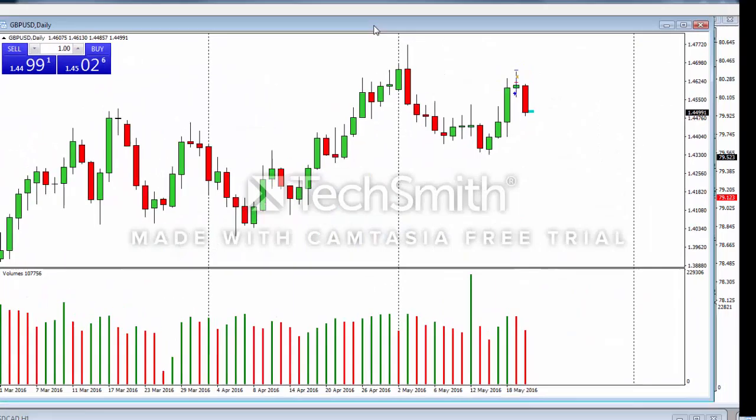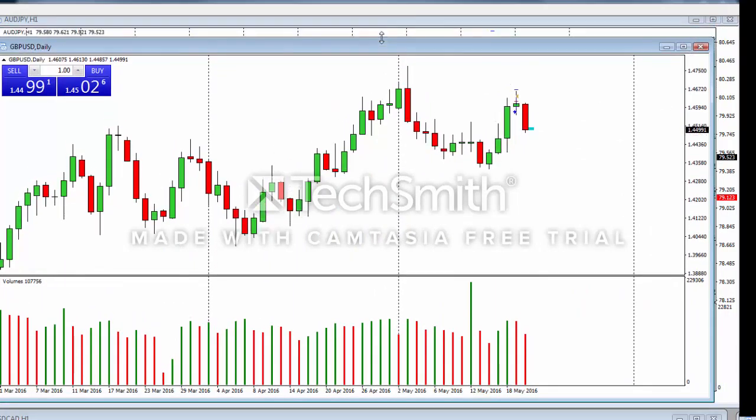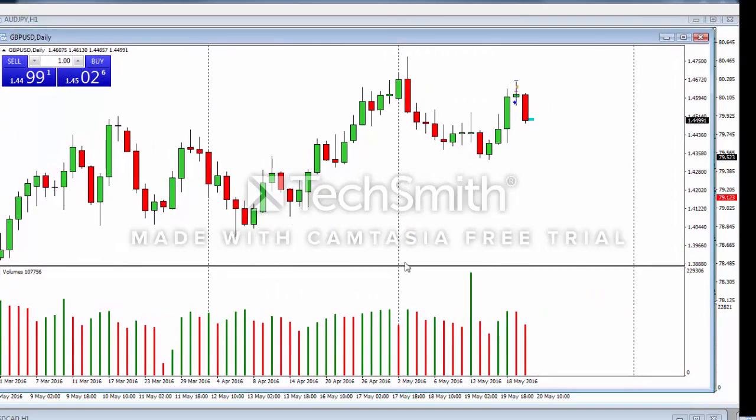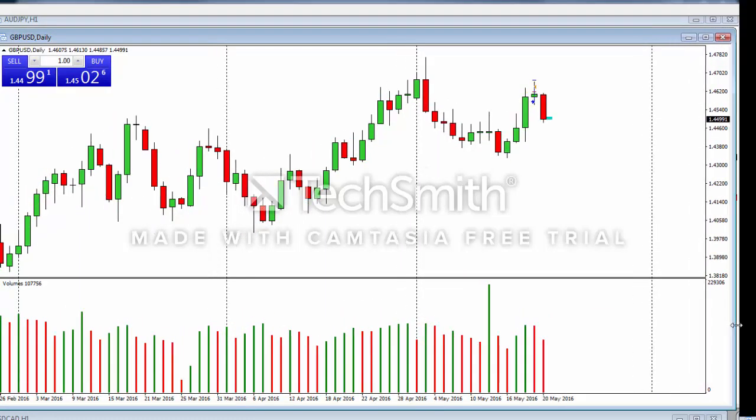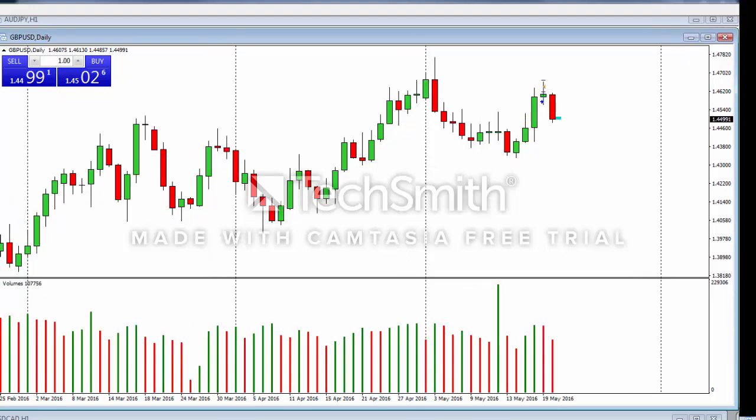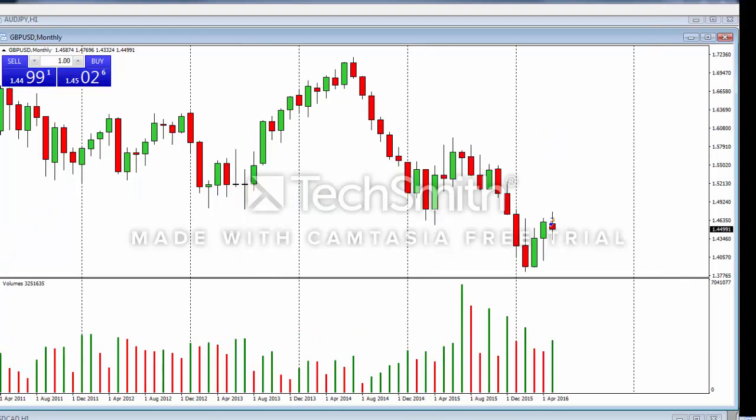So I'm going to bring up the pound, being our first market that we're going to take a look at for this week, and exactly the same as last week, we're going to start on the monthly chart. So just start on the highest time frame.